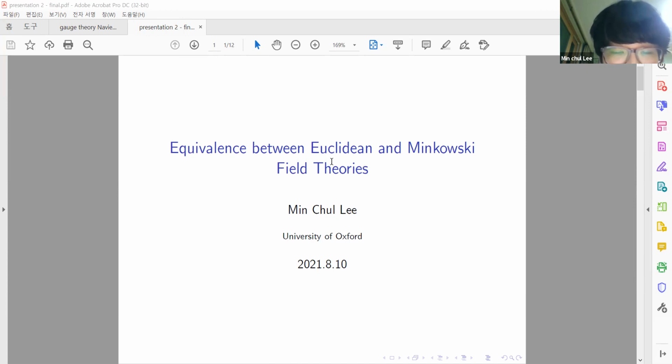The Euclidean field theories are based on R4 with the usual Euclidean metric, and we will show that we are able to pass from the Euclidean field theories to the Minkowski field theories, which are the more realistic version of the models that explain nature.